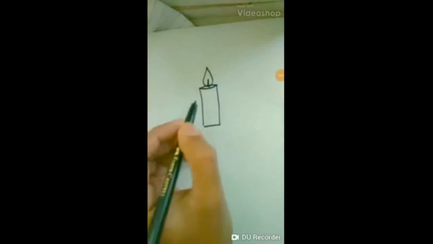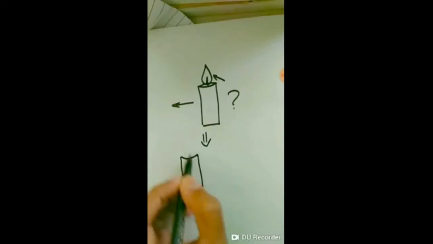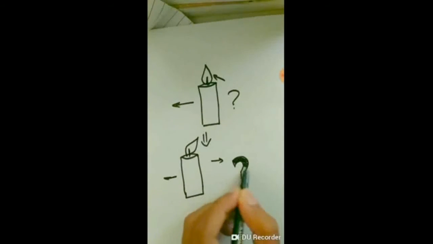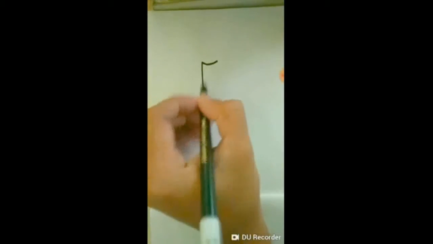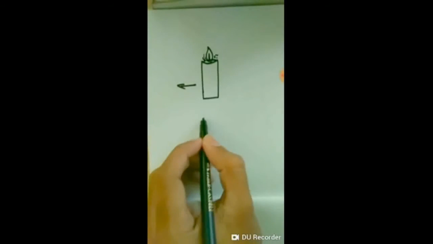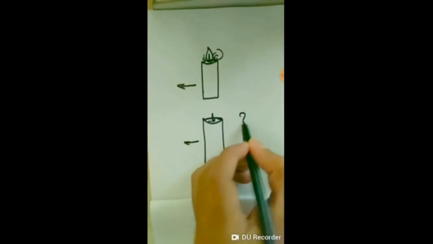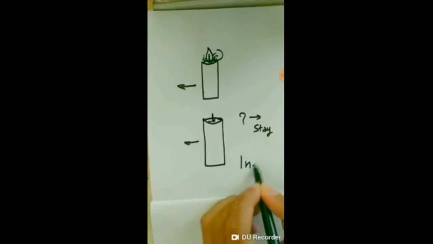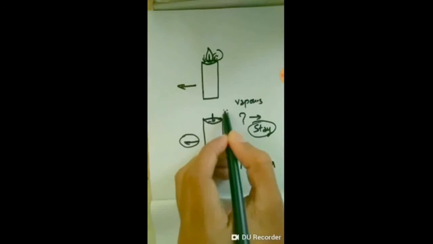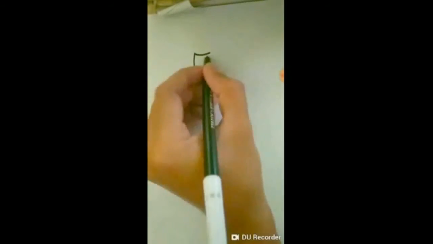So when a burning candle is moved towards the left, what will happen to the direction of the flame? We have seen that when we move the burning candle towards the left, the flame points towards the right. Why is it so? Let's look into it. When a candle is burning, wax vapors are formed. So when I move this candle towards the left, will the vapors move or will they stay behind? Due to inertia, the vapors will stay behind the candle, and these vapors will catch fire. Hence we see the flame pointing towards the right.